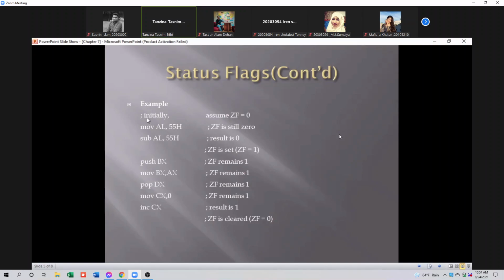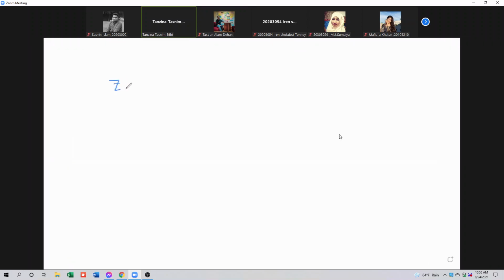Okay, so in this example, we are going to change the value of the zero flag register. The zero flag is a status flag register, a 32-bit register. How are we going to change its value? Obviously, it depends on the result of the arithmetic operation, right? The flag register can be in set condition or in clear condition.